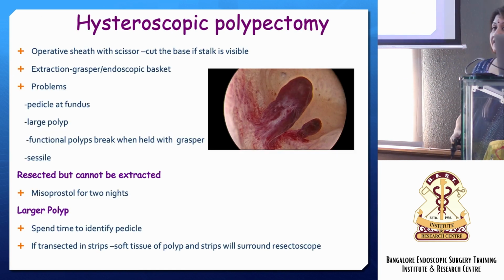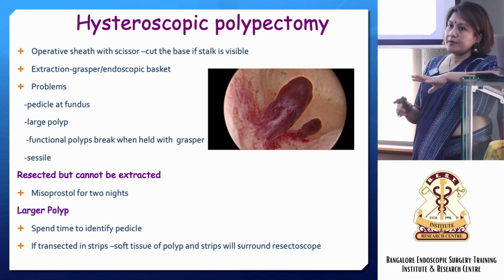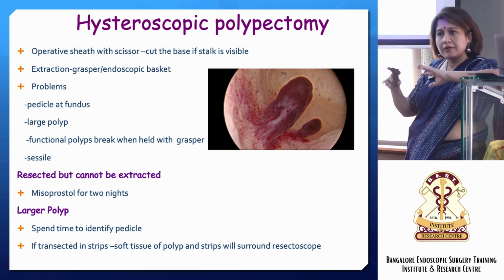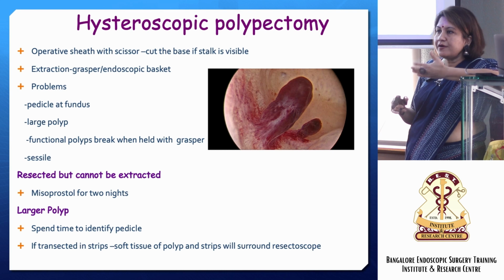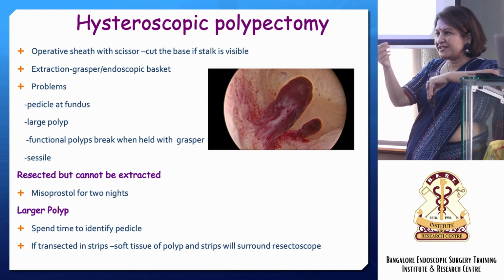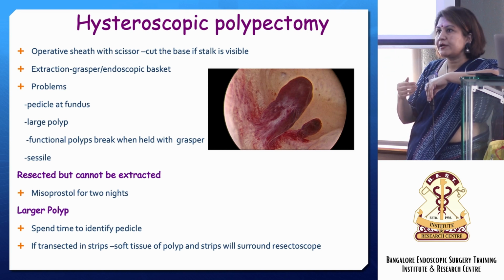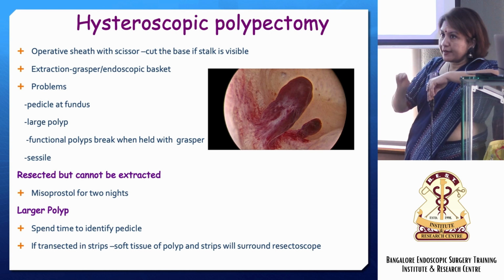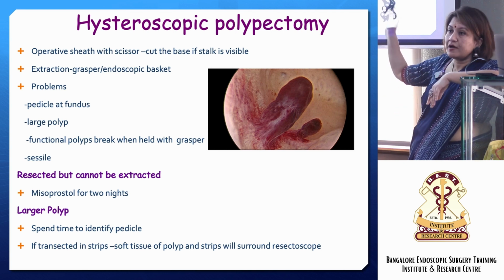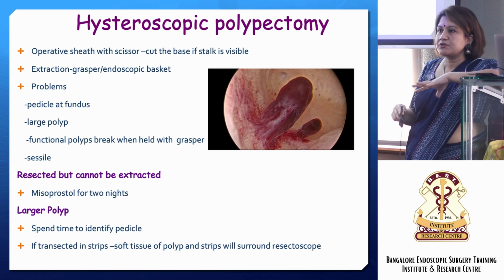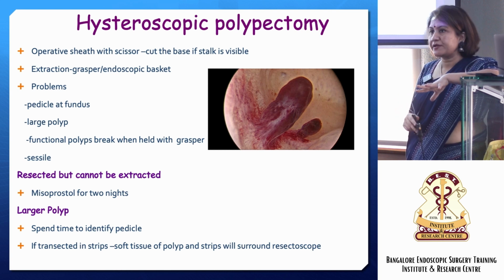Now, why we need to differentiate is, in a polyp, all you need to do is cut the base. However big the polyp is, you should not try to shave it. When you try to shave it with a loop, it's very soft and doesn't shave properly. So however big, take your time, identify the stalk of the polyp and just cut the base. That's what is required for a hysteroscopic polypectomy.